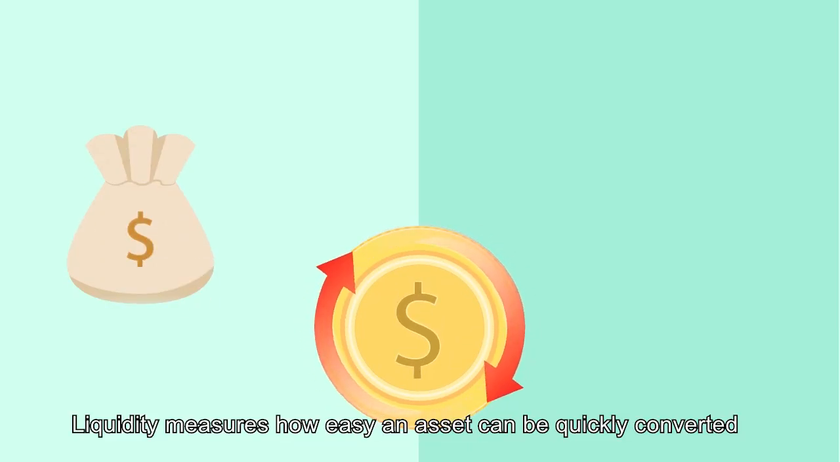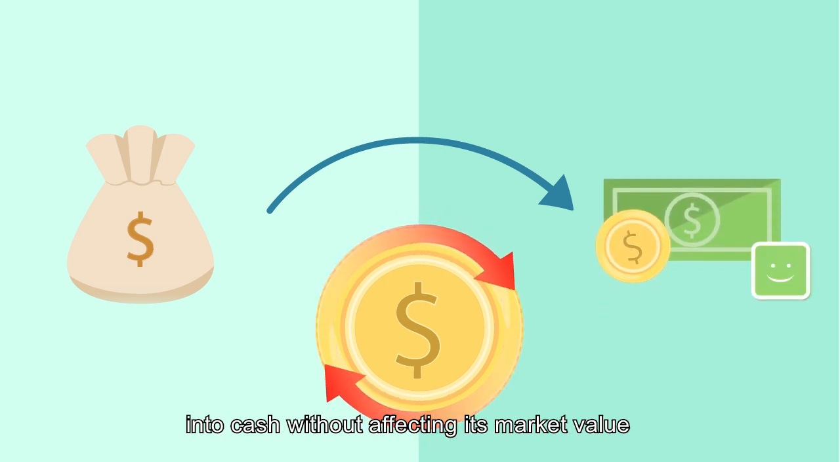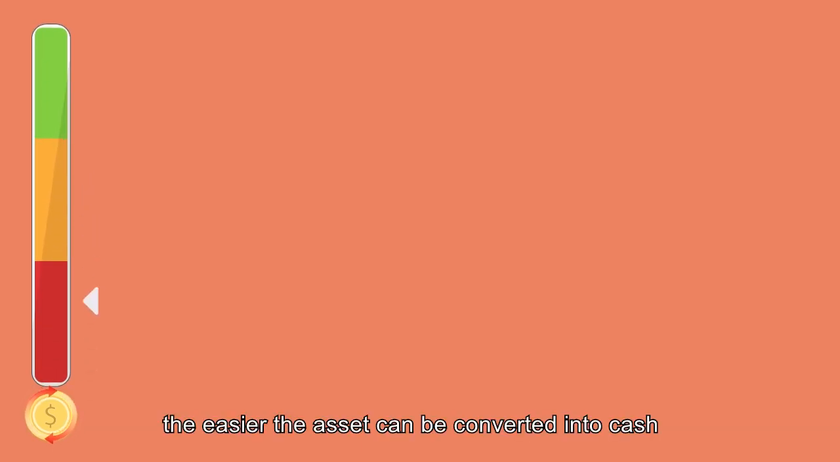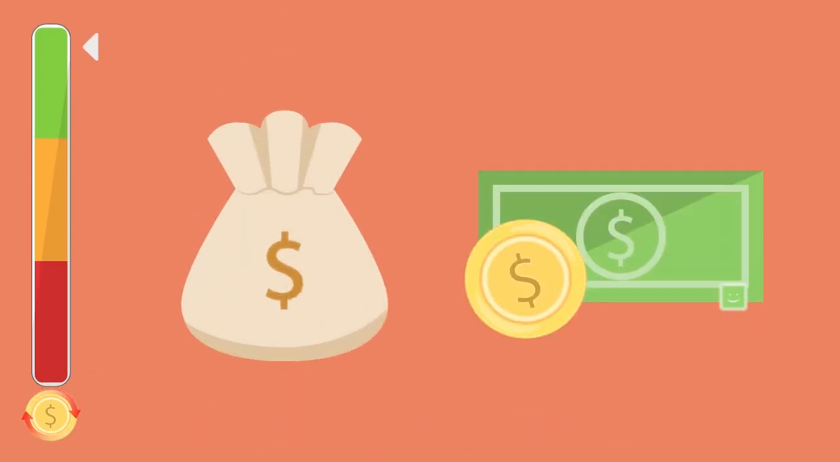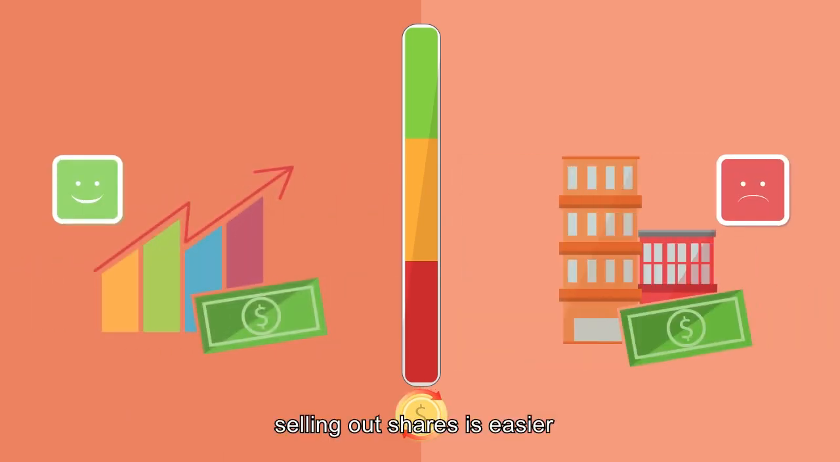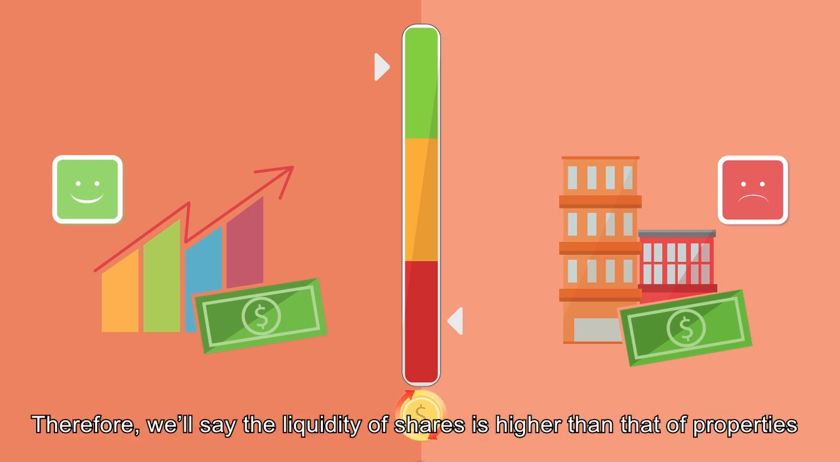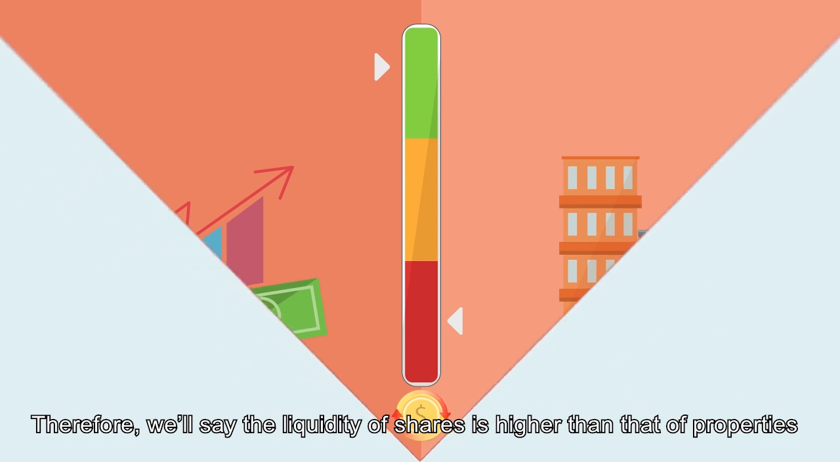Liquidity measures how easily an asset can be quickly converted into cash without affecting its market value. The higher the liquidity, the easier the asset can be converted into cash. For example, without affecting the asset's market value, selling shares is easier than selling properties in most cases. Therefore, we'll say the liquidity of shares is higher than that of properties.